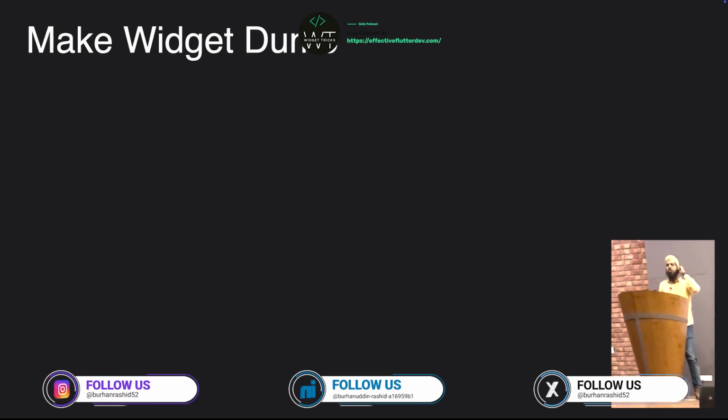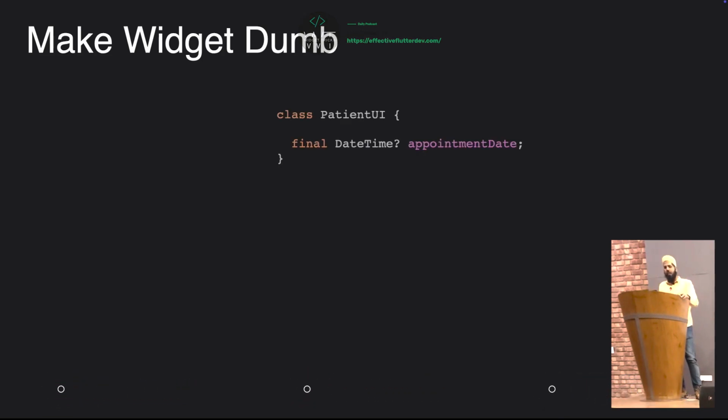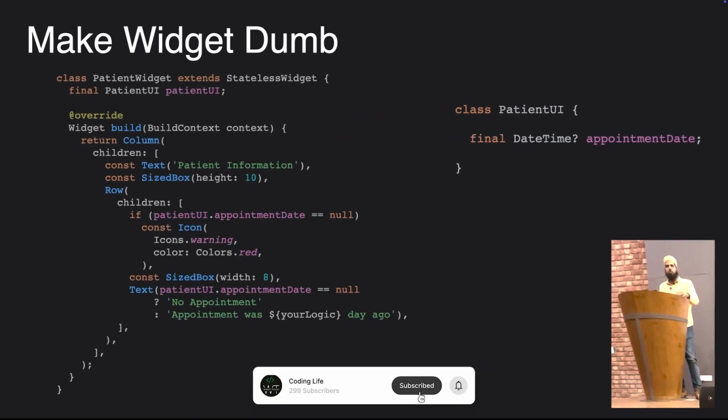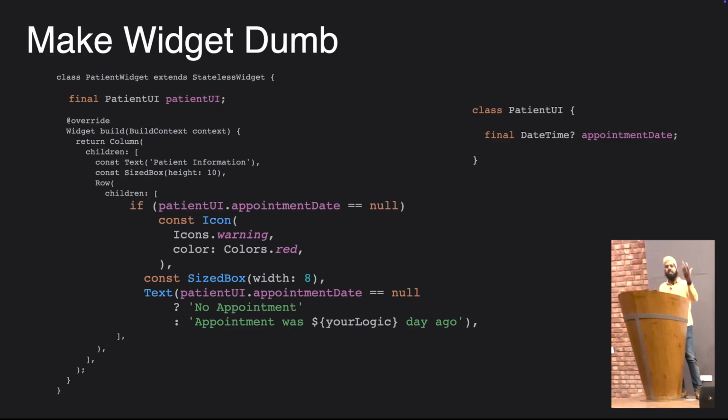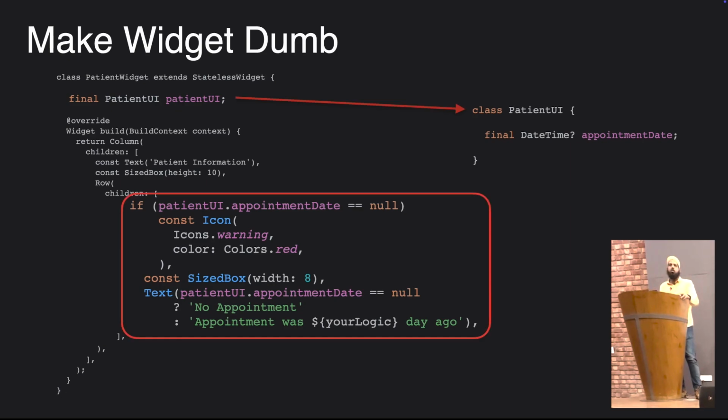Another thing is to make your widget dumb. Your widget shouldn't know about what's happening or the business logic. So for example, you have a patient UI and you have an appointment date, and then you are using that appointment date to show something on the UI. For example, you are showing the icon if the appointment date is available, and also showing the necessary message if the date is available or not. So this is your patient UI passing there, and this is basically your business logic. And what you have done is that you are exposing your business logic to the widget, and this should be moved. This should not be part of your widget tree.